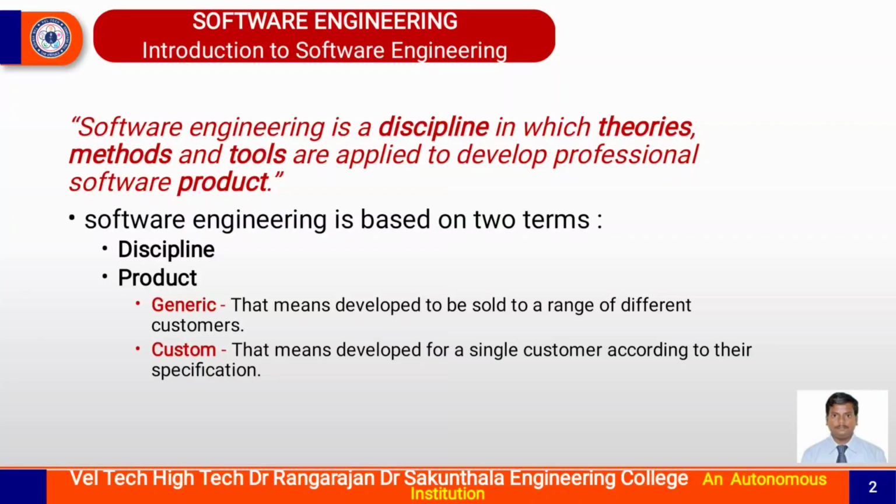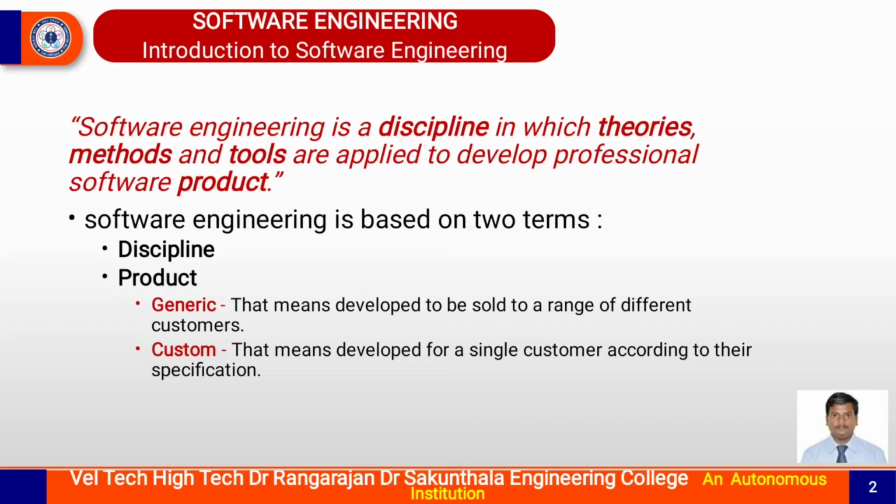First of all, we will see what software engineering is and have a definition. Software engineering is a discipline in which theories, methods and tools are applied to develop a professional software product. So we have a discipline, and theories, methods and tools with which we can develop the software product. Software engineering is based on two terms: product and discipline.